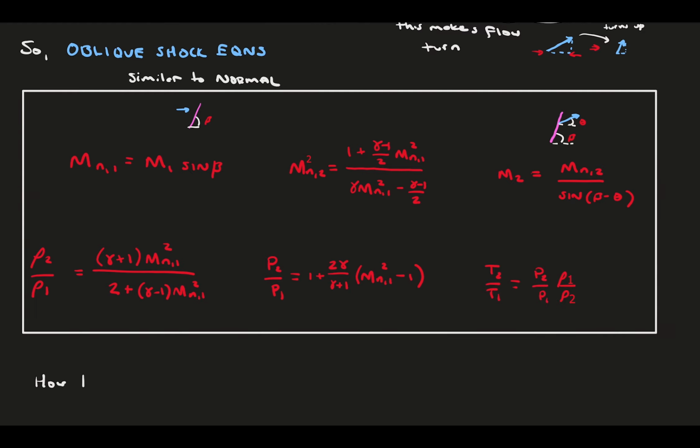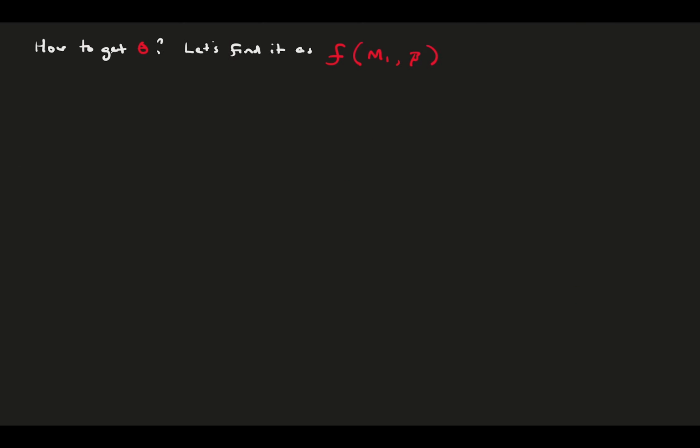But now we have these new angles, beta and theta, to worry about. Let's try to find the theta angle as a function of beta and the upstream Mach number. Keep in mind, beta is the angle of the shock and theta is the deflected angle of the velocity. Using trigonometry, we can relate the two angles to their respective velocity ratios. Also, we will keep in mind that the tangential velocity components on both sides of the shock are equal.